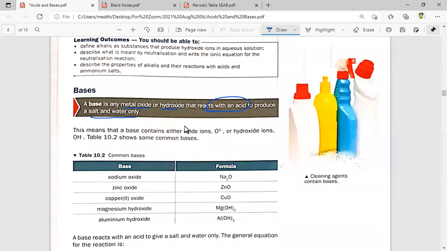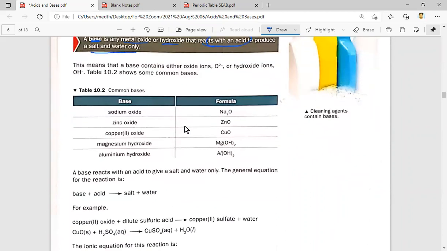Now you understand why I mentioned just now that when they say acid plus metal oxide or metal hydroxide, I did mention the word base. It's really because metal oxides and metal hydroxides can react with acid, so we can classify them as bases. What are some of the common bases that we have? Sodium oxide, zinc oxide, copper(II) oxide, magnesium hydroxide, aluminum hydroxide. These are all some of the common bases. In general, there are more than this.